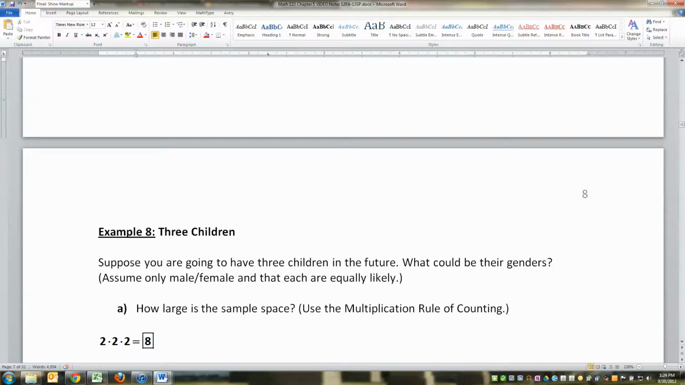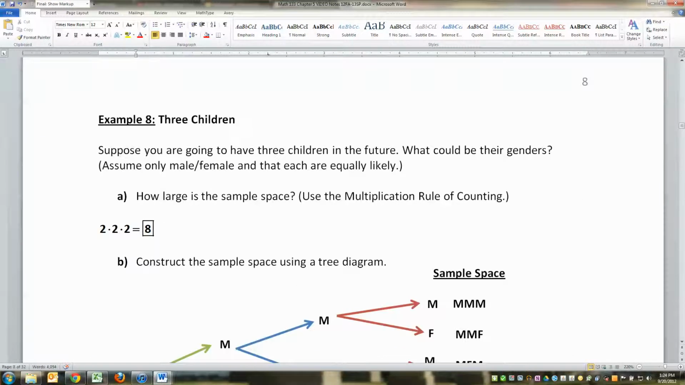Okay, so let's go down to having 3 children. So we've made a tree diagram once for having 2 children. So suppose you're going to have 3 children in the future. What could be their genders? So again, it's 2 times 2 times 2 because there's 2 genders possible and there's 3 kids. So 2 genders for the first child times 2 for the second child times 2 for the third one, which makes a total of 8.